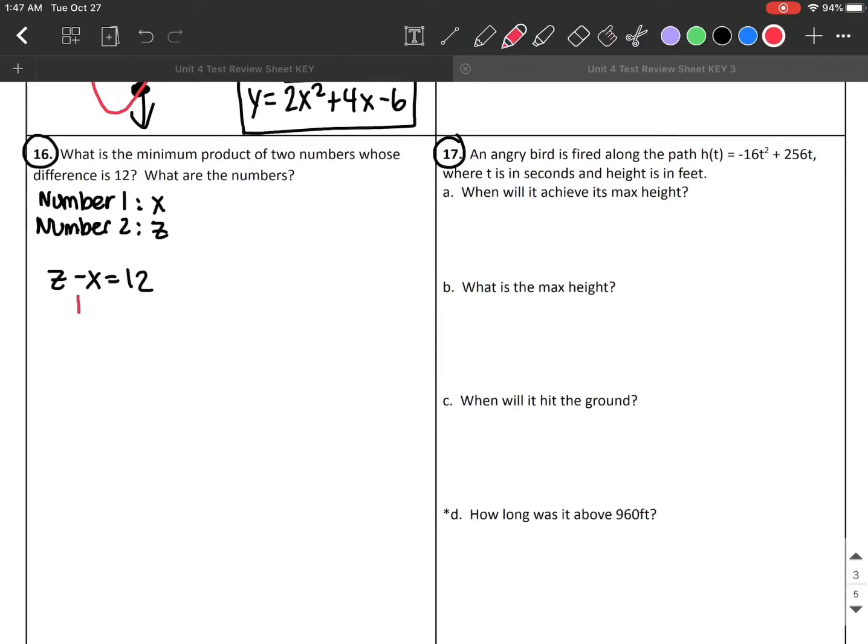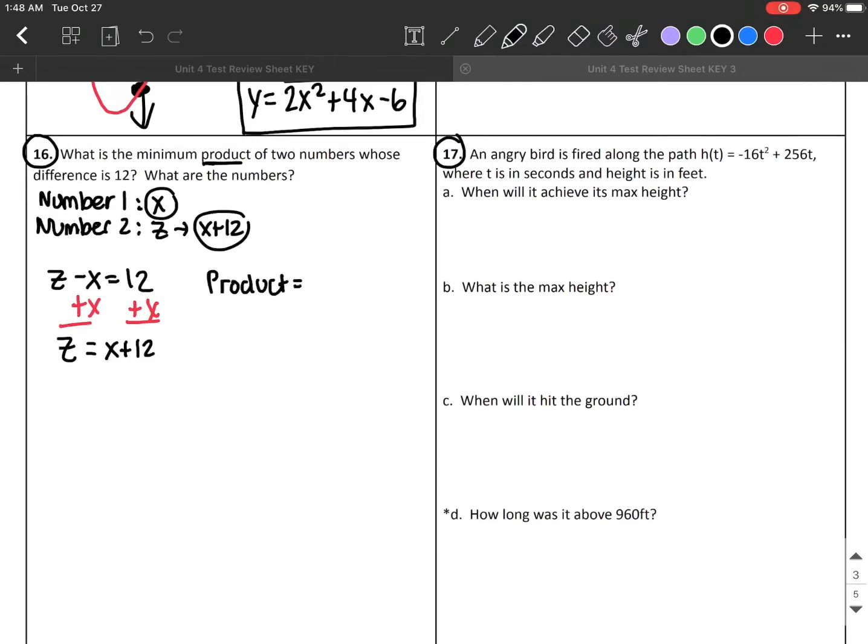I want to get z in terms of x, so I'm going to add x on both sides. I'm going to get z is equal to 12 plus x, or x plus 12. I'm going to write this as x plus 12. So instead of writing z here, I'm going to write x plus 12. I have the two numbers then are x and x plus 12, and I want to find the product of them. So I'm going to write an equation for the product.